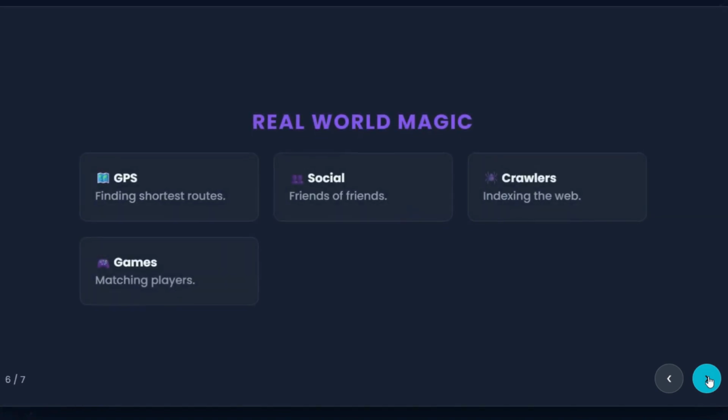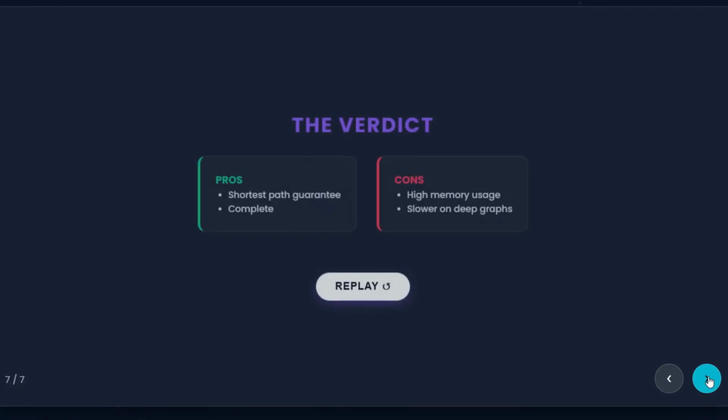But we do not just do this for fun. Where do we actually use it? Google Maps. When you ask for the shortest route, BFS is often used to calculate that path, especially in unweighted distances. Social networks. Ever seen people you may know? It uses BFS to find friends of friends, and at many more.